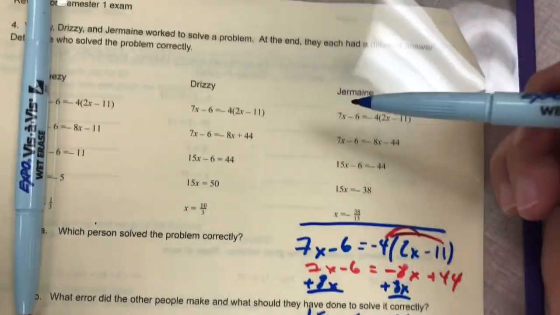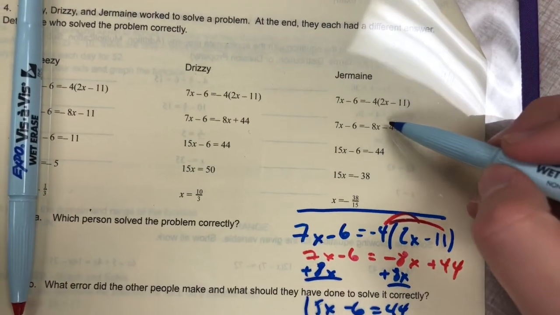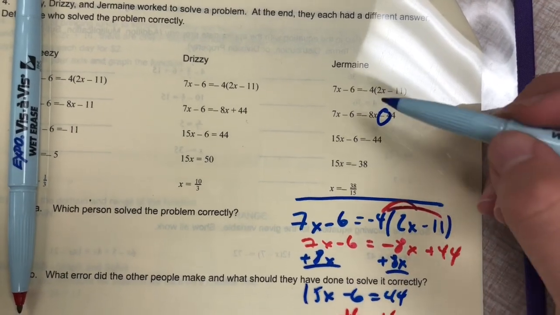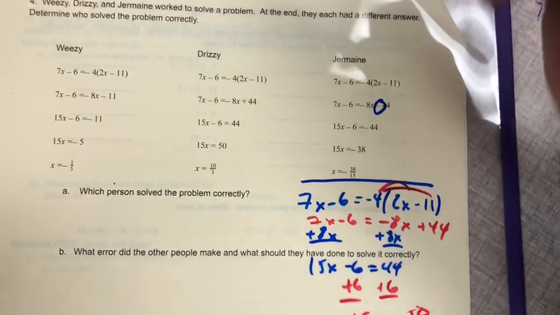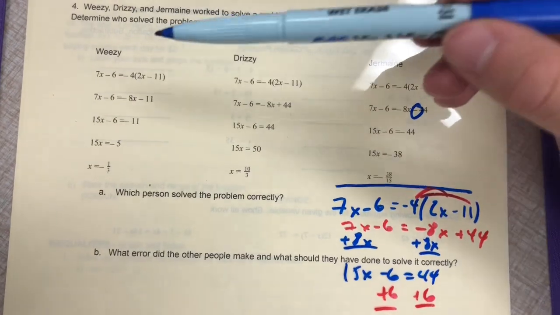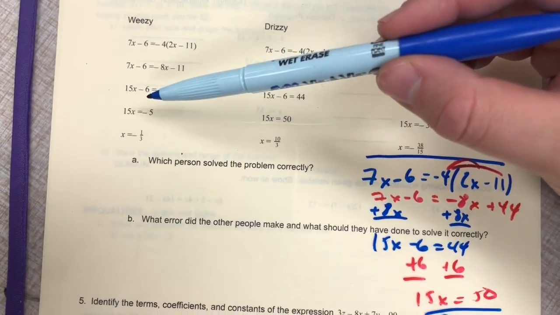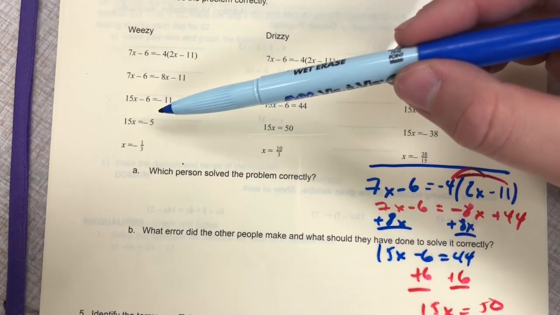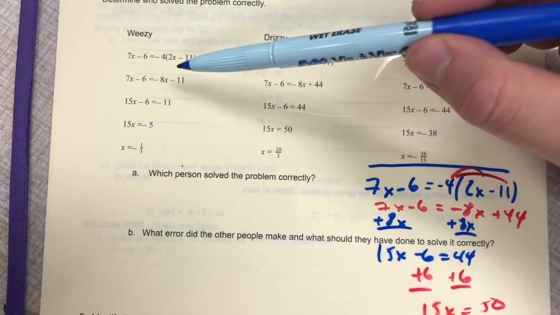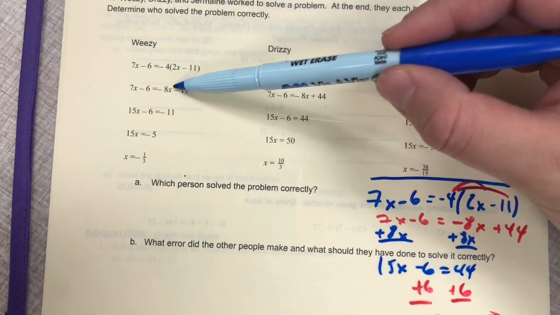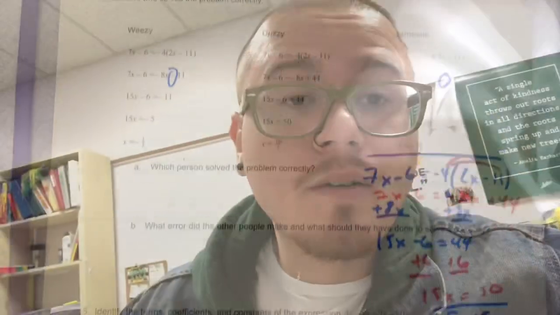So if we go up here, we can see that we forgot to flip the sign because it was negative times a negative. If we look over here, we can see that same thing happened. Didn't multiply, didn't distribute. So didn't get to finish this yet.